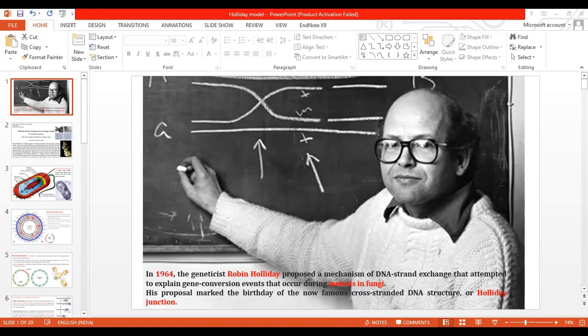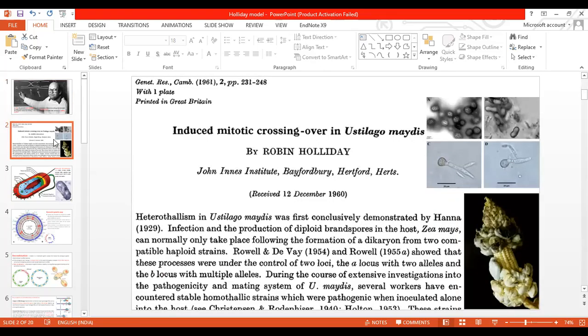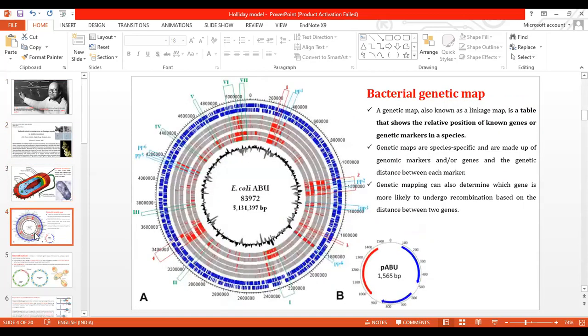Let's dive into the genetic mapping, which serves as a species-specific table showing relative recombination of genes in the bacterial genome. This tool enables us to understand the genetic distance between the markers and predict the recombination event between the genes. Genetic map.